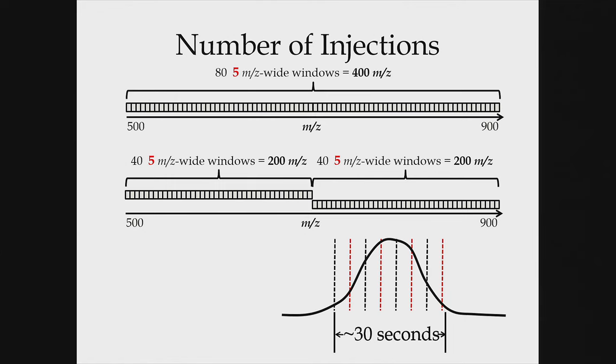So it's kind of a slider between number of injections and data quality, which I suppose is something we're already used to with shotgun proteomics.